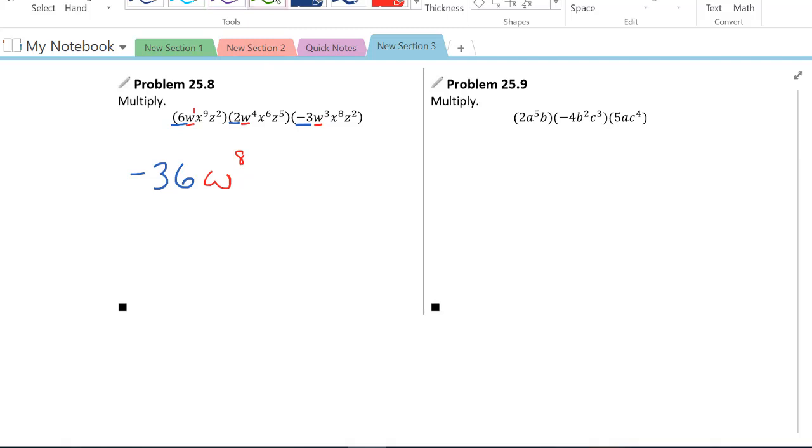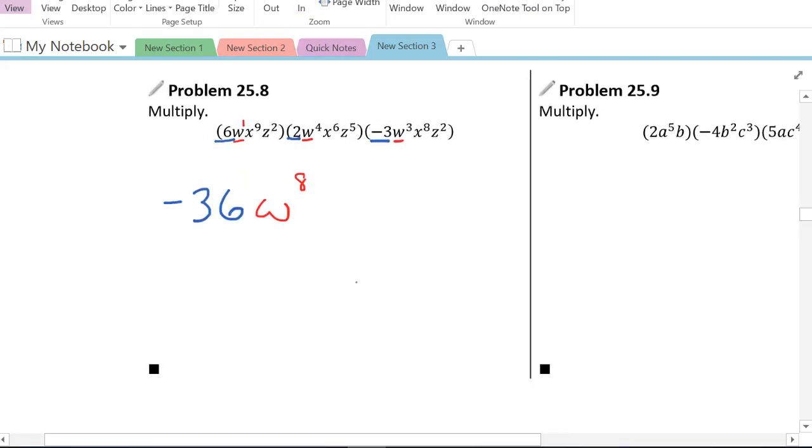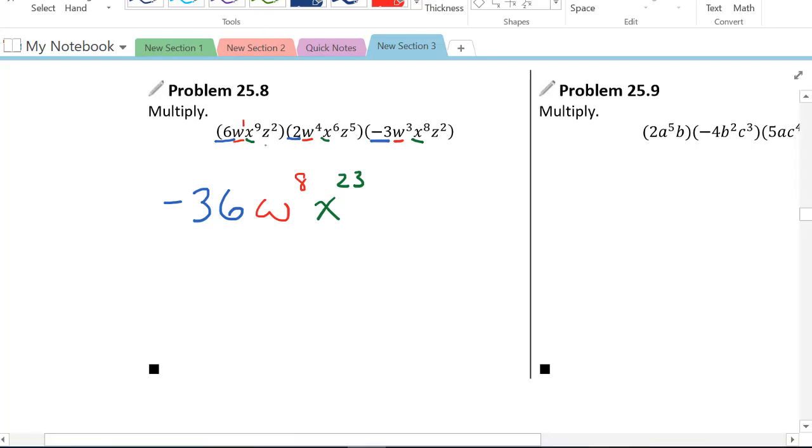Now we're going to do the x's. Okay, now we do the x's, right? So here we have this x, and this x. So it's x to the 9. 9 plus 6 is 15, plus another 8 is 23. That's x to the 23. And then now let's combine the z's, right? So this is z squared, and then z to the 5, and then z to the 2. So it'd be 2 plus 5 is 7, plus 2 is 9. So z to the 9.